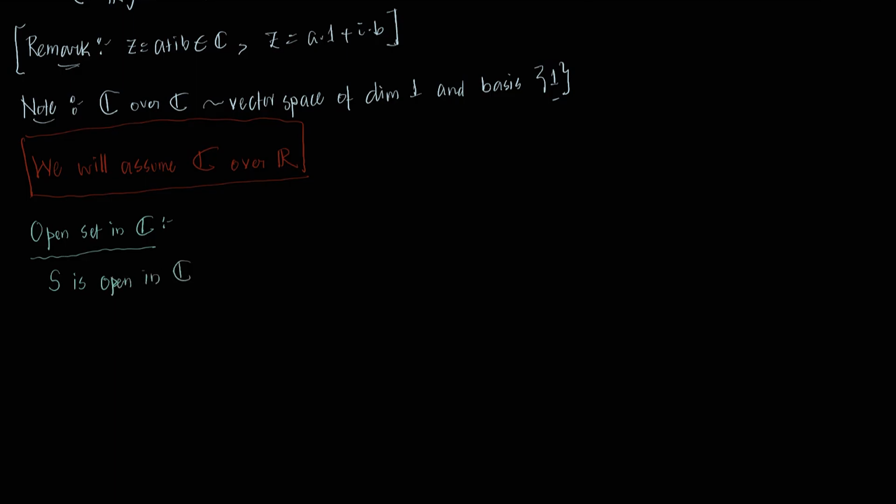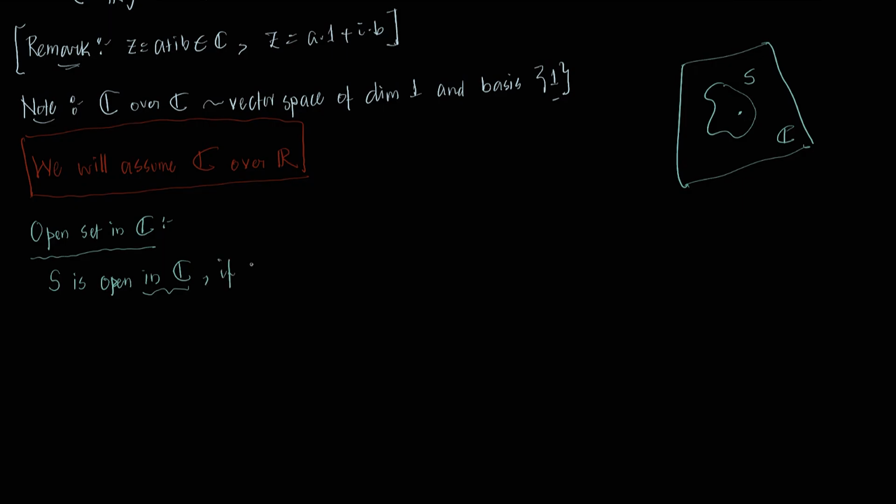Where is it open? What is the ambient space? Think of this. Let's say this is your C. Of course, you can't draw C like that, but it's a plane, right? In our case, because C over R, it's a two-dimensional plane essentially. But let's just pretend that this is your C. That's your set S. I will call this set an open set. But when can I call this set an open set? If you take a point in this set, S is open in C.